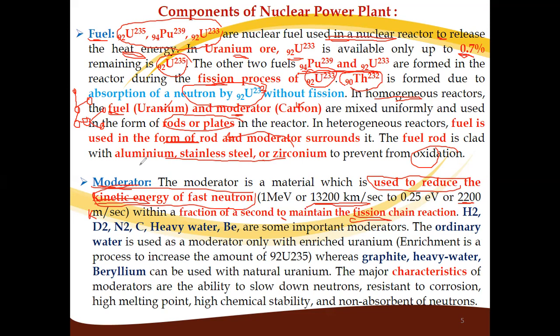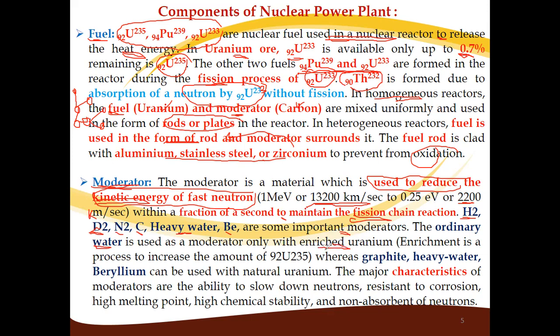Now there are different types of moderators that are used. The first one is H2, then we have D2, N2, and carbon. Then we have heavy water and beryllium. These are some important moderators: hydrogen, D2, N2 which is nitrogen, and carbon. Then we can also use ordinary water as a moderator, only when we have enriched uranium.